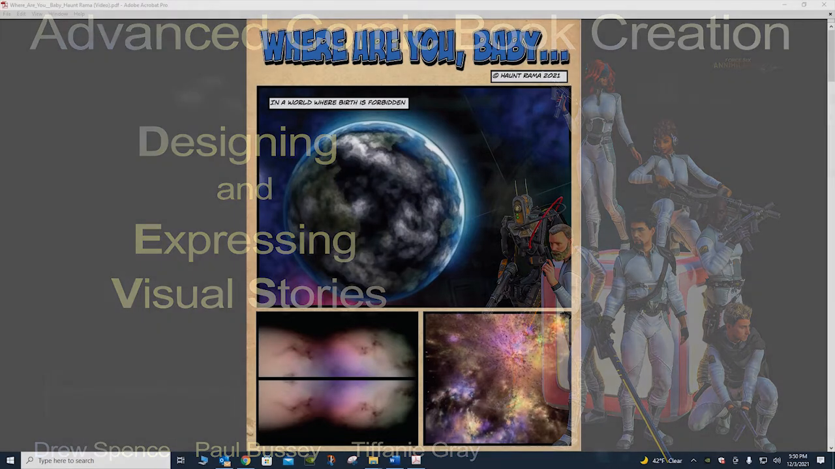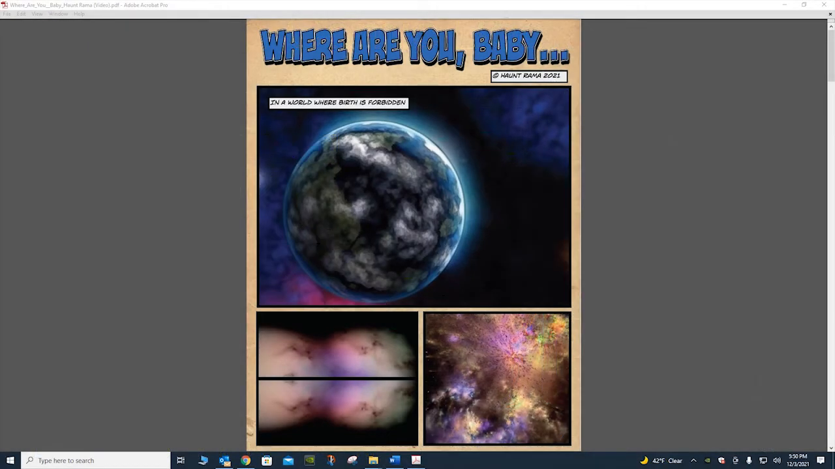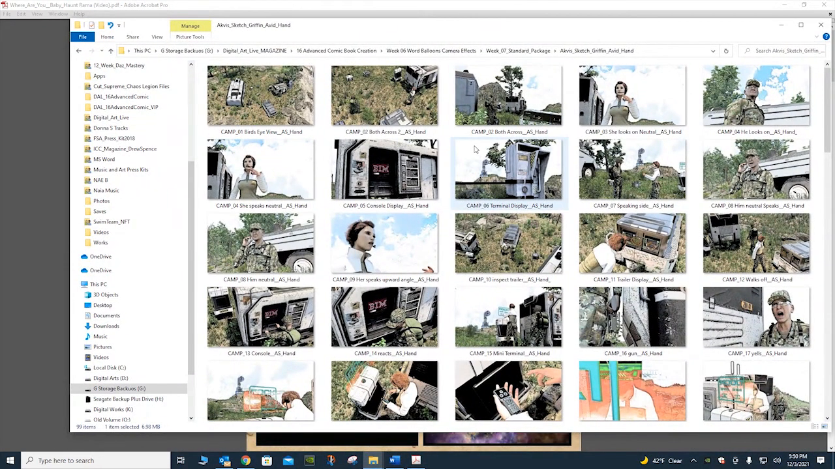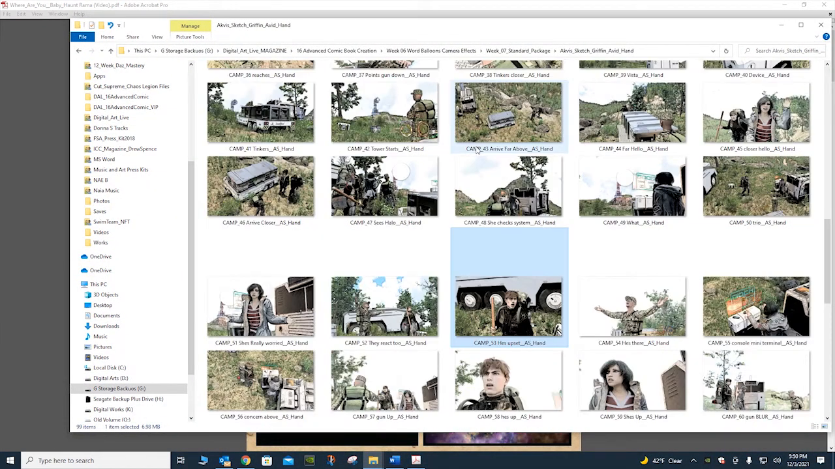At the end of our 8-week course, Advanced Comic Creation, we had the participants supply comic sequences. This is Haunt Rama, Where Are You? Part of the course exercise was to take pre-rendered images and assemble them into a narrative. And layered in that were exercises and goals to accomplish within that story.